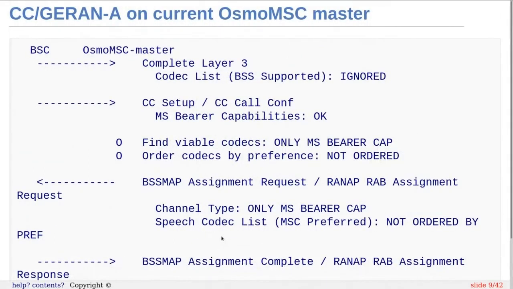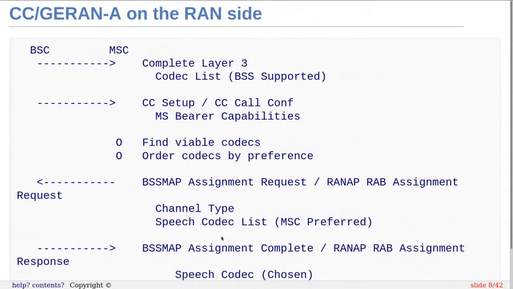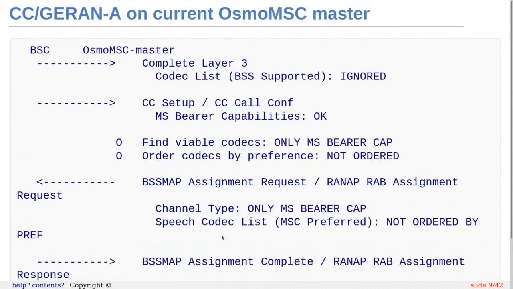Yeah, so just a summary, that's what should happen. And in the current MSC, we basically ignore the codec list that the BSC imposes. We read the phone's bearer capabilities, but that's the only thing that we use, and we don't really order it. And also in the assignment request going out, the speech codec list is derived from the channel type, so obviously it's not ordered. And yeah, that's what it currently looks like.